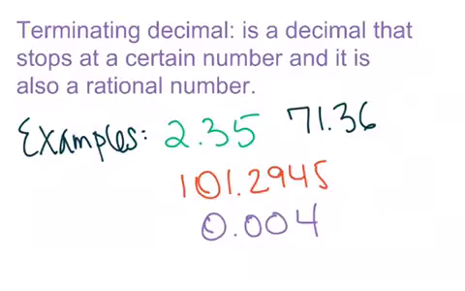All right, so a terminating decimal, we've talked about a little bit, is a decimal that stops at a certain number, and it is also a rational number. So these are all examples: 2.35, 71.36, 101, and 2,945 ten thousandths, and then 0.004. If you notice, all of these decimals stop at a certain point. So that's what makes them terminating, because when you terminate something, it means you end or stop.